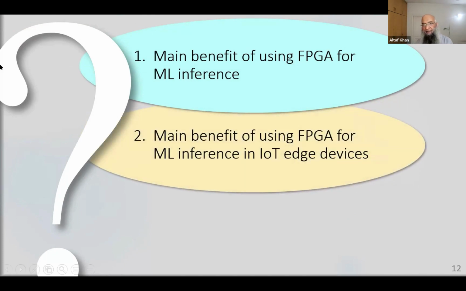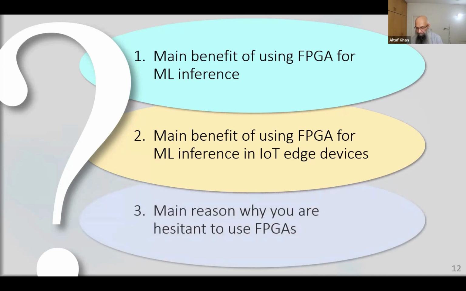The second question has to do with the same thing, but in the context of IoT edge devices. Why should one use FPGAs to do machine learning inference for IoT edge devices? As you know, IoT edge devices are normally designed to be low power devices. So what's the main reason you want to use FPGAs in IoT edge devices for machine learning inference?